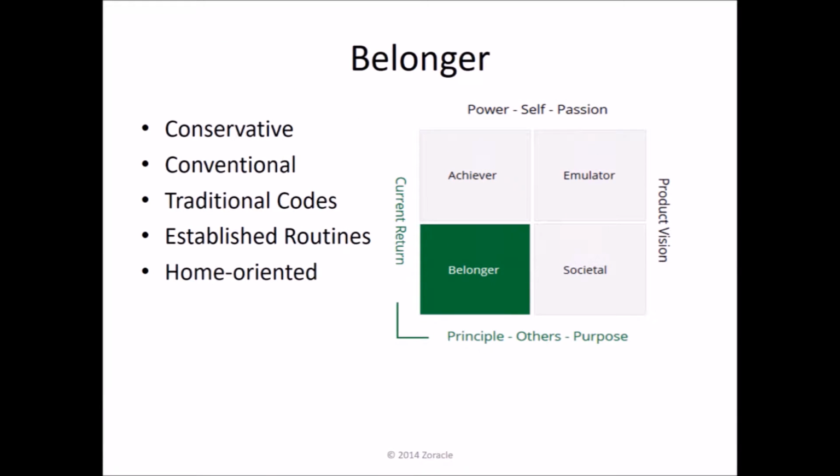So let's break it down just a little bit. Let's talk about the belonger first. You'll know people just like this. This is an individual that's sort of the backbone of society. He or she is very conservative, tends to operate from very conventional, traditional codes. These are not folks that will step out of their comfort zone or do things that are wild and crazy. So they have an established routine frequently around their church, around their family, around school activities. So they're very traditional and routine types of people. And most importantly to them is their home, their relationships, their family, etc.